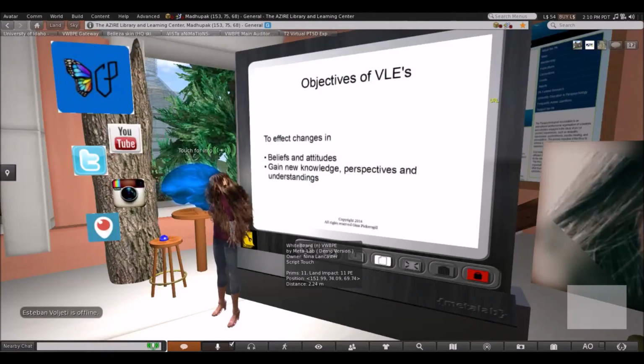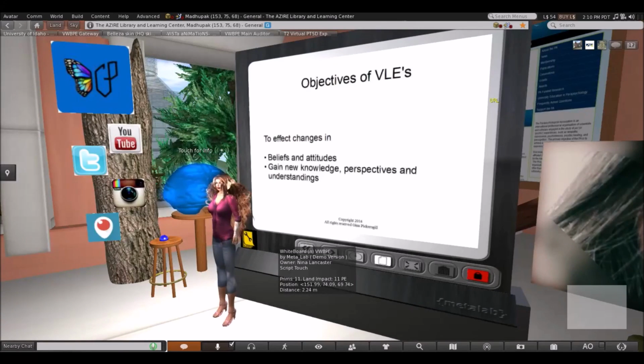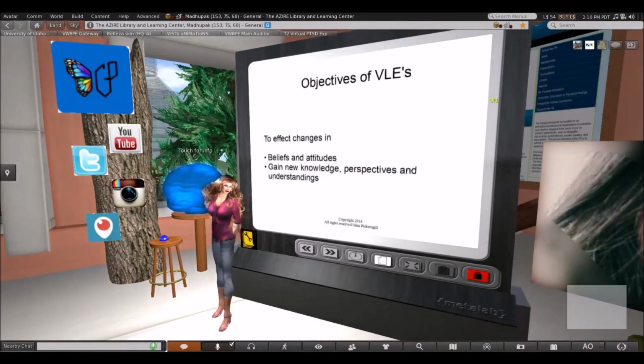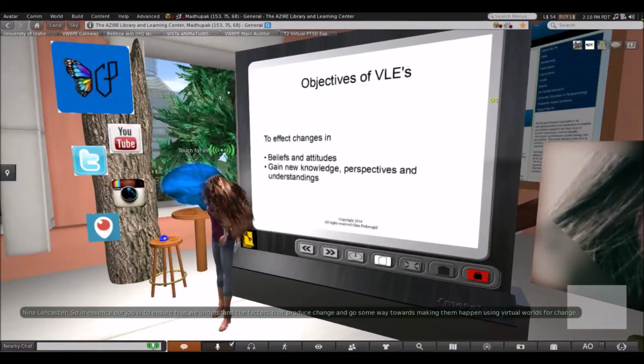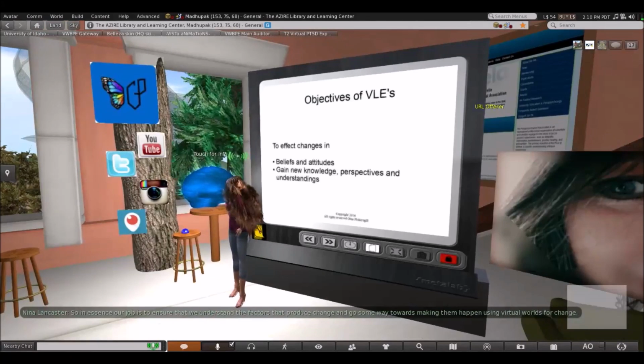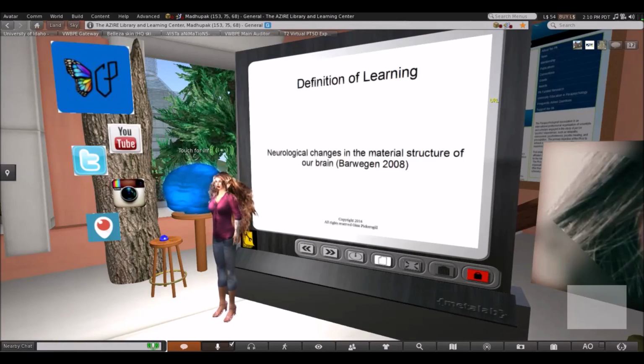So the virtual world gives them kind of a safe environment in which to explore things like interview practice and working in a team with others, which can be quite daunting if you've had a rough time of things. So in essence, we need to understand the factors that produce change and that go some way towards making them happen using the virtual environment. So we've got the definition of a learning environment. So next we have to think about what is learning actually, so we can put the two together.